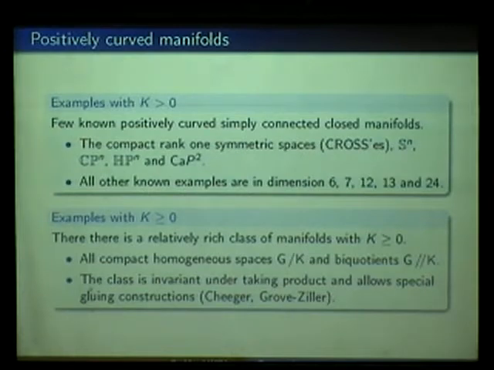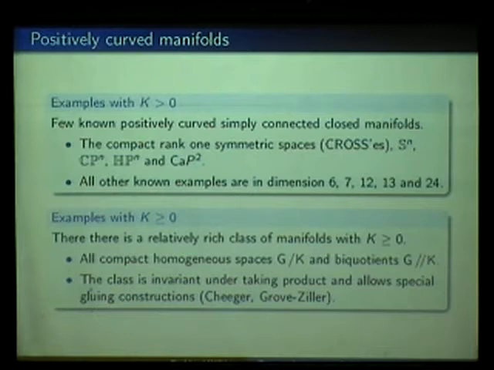And by comparison, there's a relatively rich class of examples for non-negative sectional curvature. So if you only ask for non-negative sectional curvature, then you actually have quite a rich class of examples. So, for example, every compact homogeneous space inherits a metric of non-negative sectional curvature from the bi-invariant metric of the Lie group. So if you have a Lie group with a bi-invariant metric, it has non-negative sectional curvature, and any quotient has non-negative sectional curvature, and you get non-negative sectional curvature this way.